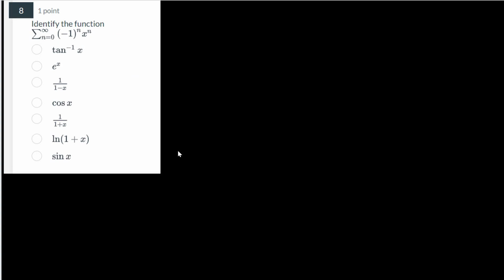Number 8, this looks like a Maclaurin series, but this is also a geometric series. I didn't remember which one this was, but I just thought of this as negative x to the n. Because we got -1 to the n, we got x to the n, and this kind of looks like a geometric series where r, the ratio, is equal to -x.